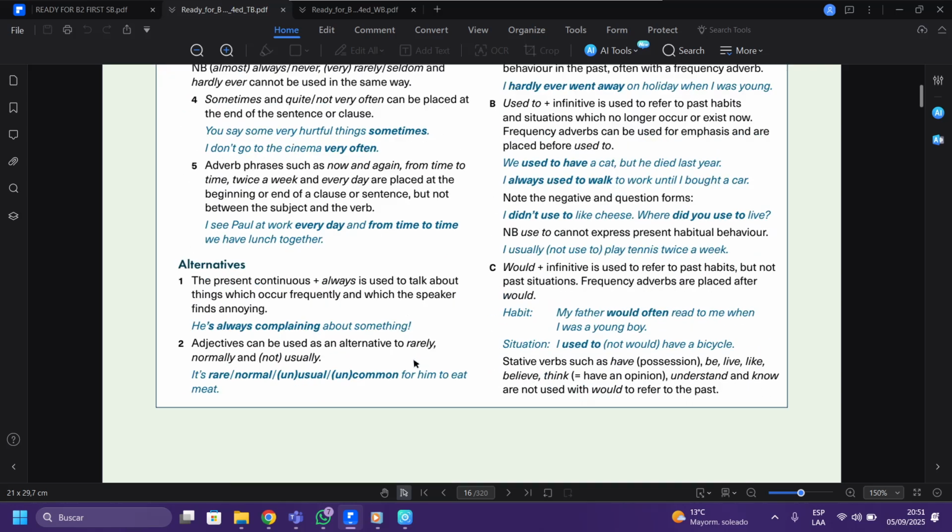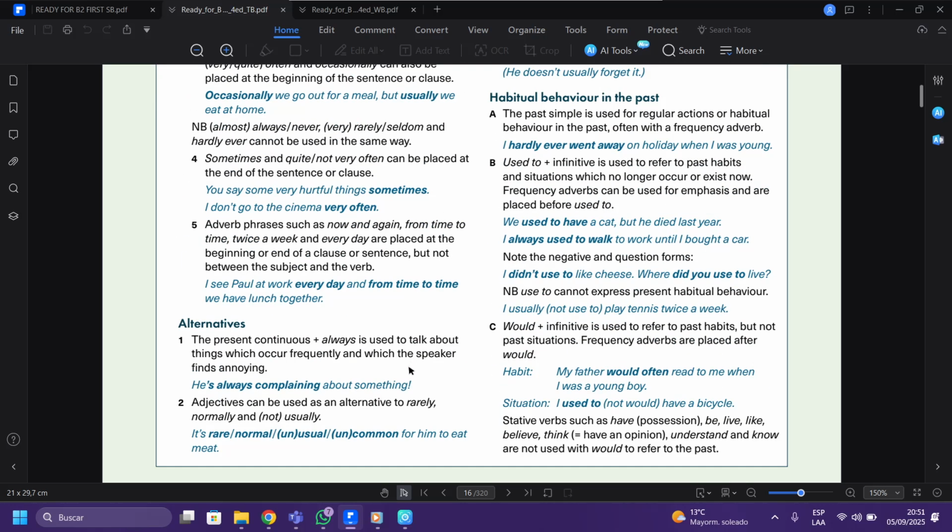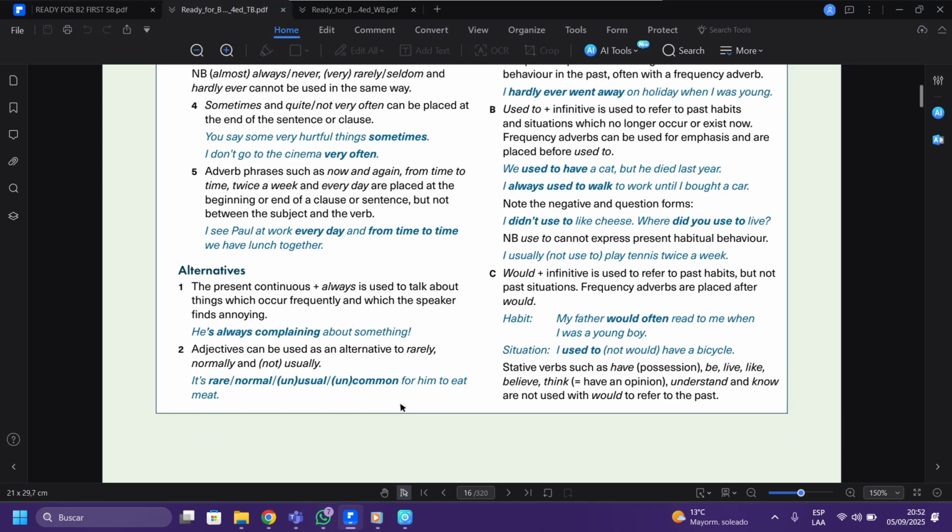Let's go with the alternatives that we have here. The present continuous plus always is used to talk about things which occur frequently and that a speaker finds annoying. For example, he is always complaining about something. Yes?